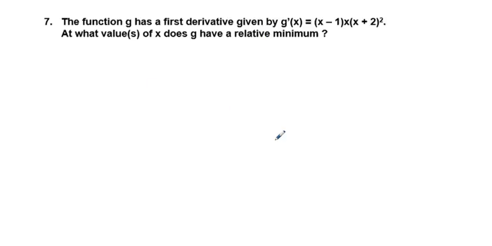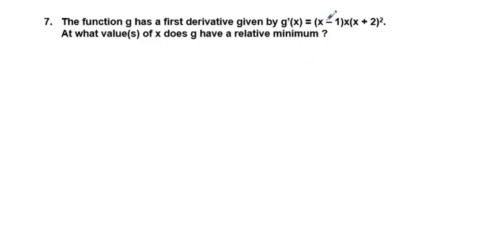Okay, problem 7. A function g has a first derivative given by g prime of x equals quantity x minus 1 times x times quantity x plus 2 squared. And so we're going to look at our critical numbers, and we have to remind ourselves that this is not the original function. Sometimes you look at these and you want to go ahead and differentiate and figure something out. Well, you're given the function in the condition you need to evaluate right now. And so we're going to find our critical numbers.